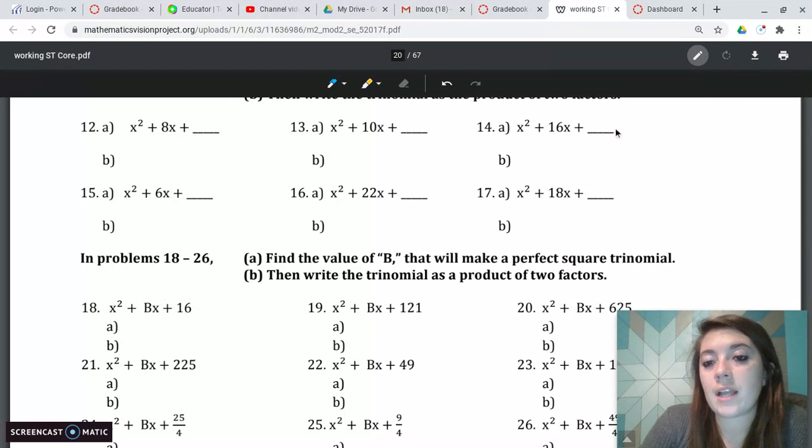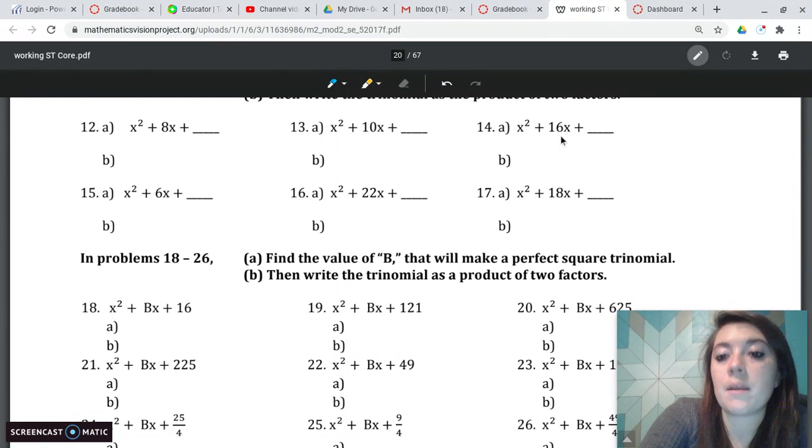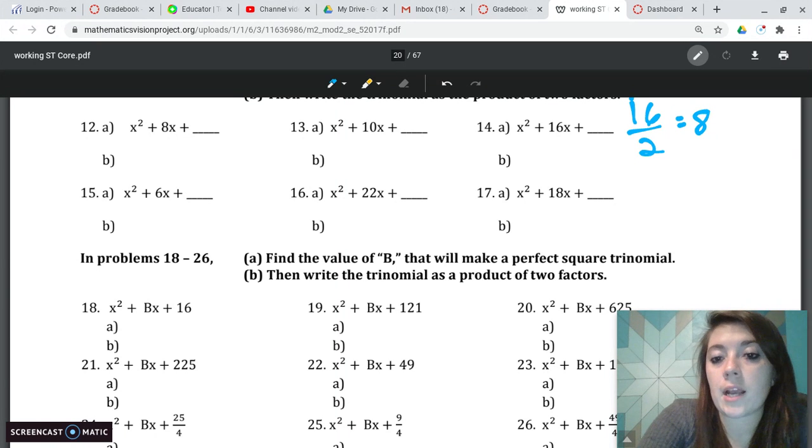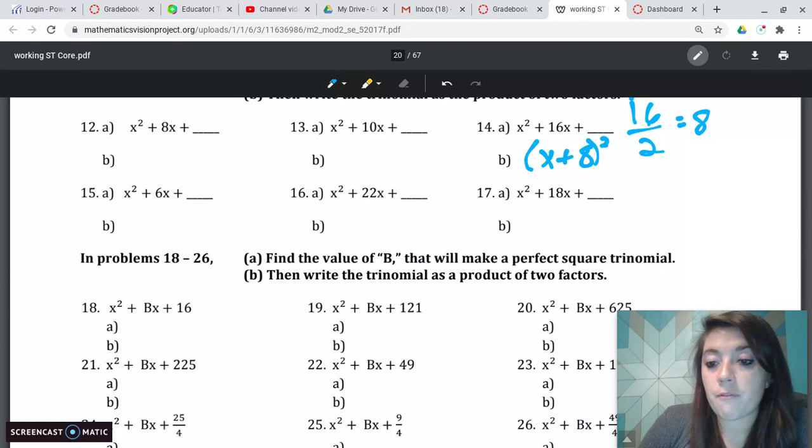So how we find this last value to complete the square is we take our b term and we're going to divide it by 2. So we're going to do 16 divided by 2 equals 8. Now, at this point right here, we can actually do our factor. So we're going to have x plus 8 squared. So there's how we factor it using two factors to show the trinomial.